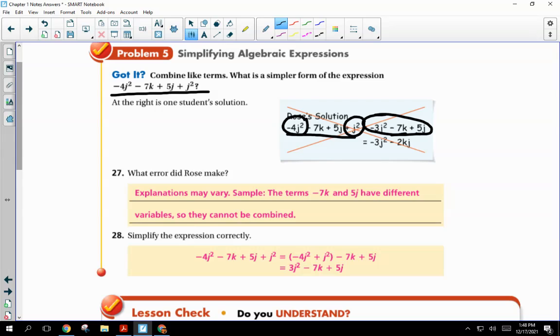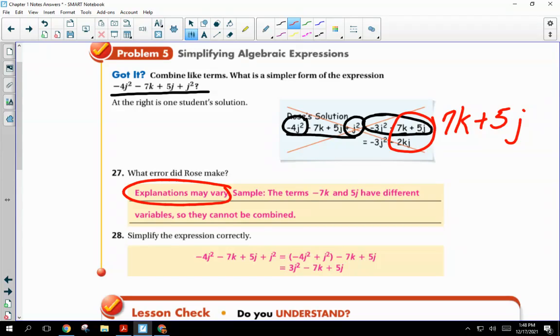Now, she combines the 7k and the 5j. This is where the big mistake happens right here. She cannot combine a k and a j. So remember, you cannot do this right here. If this is written down in the problem, you cannot combine those. And I'm pretty sure that's what 27 says. Explanations may vary. Sample: the terms negative 7k and 5j have different variables, so they cannot be combined.